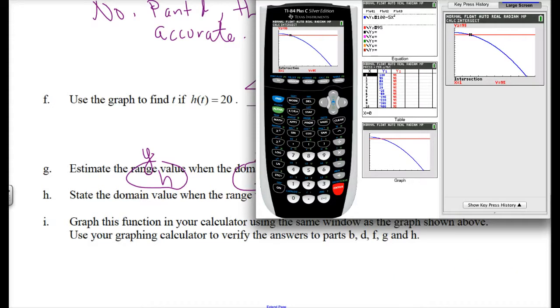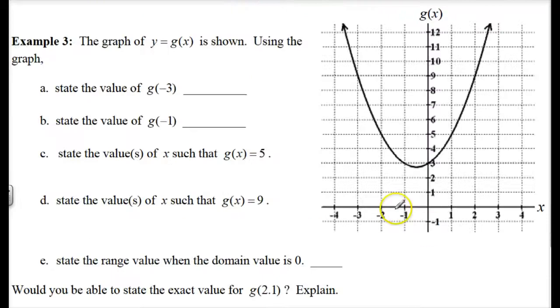So we have done that. What's next? The graph. Hey, I've got my pen back. I'll pick up the pen and it'll probably go away. The graph of y equals g of x is shown. Using the graph, state the value of g of -3.